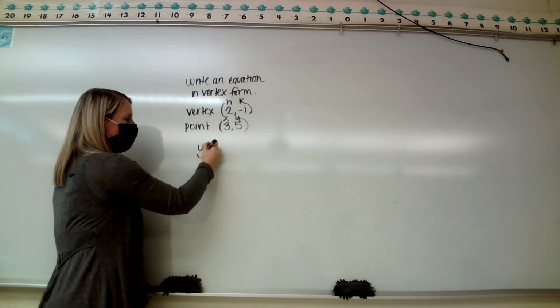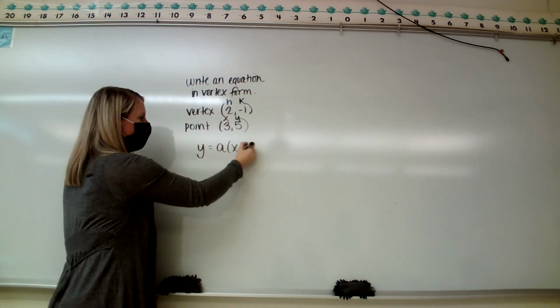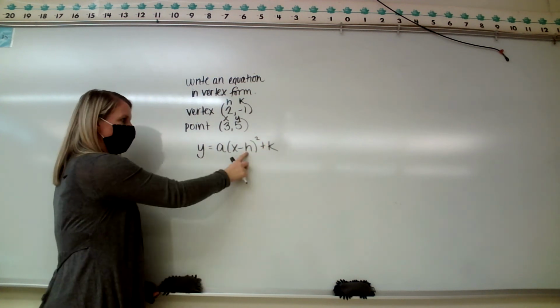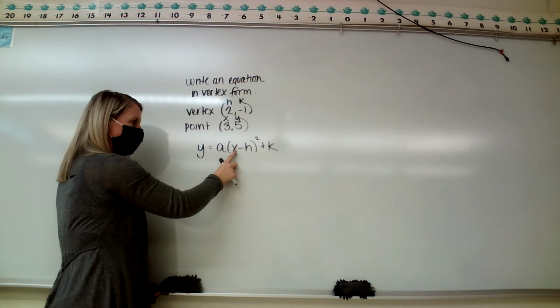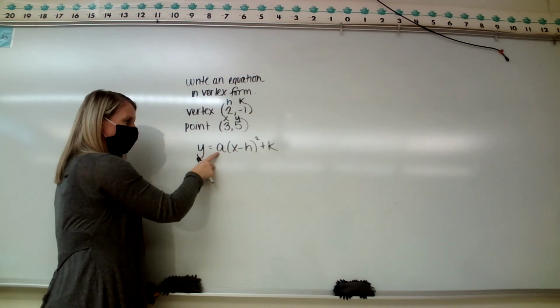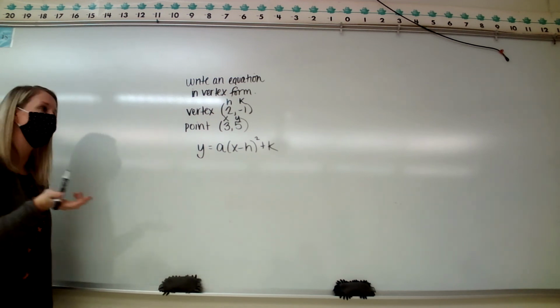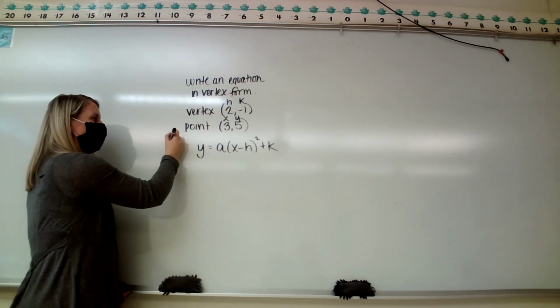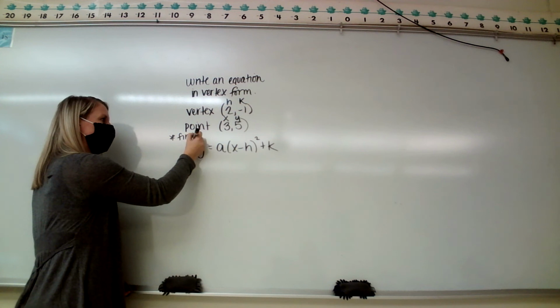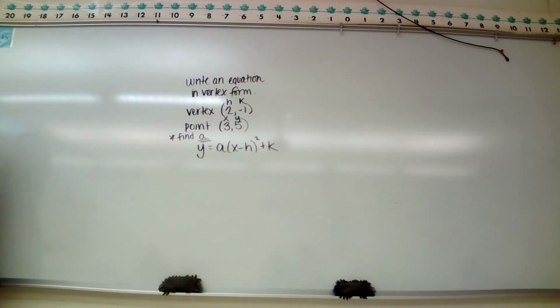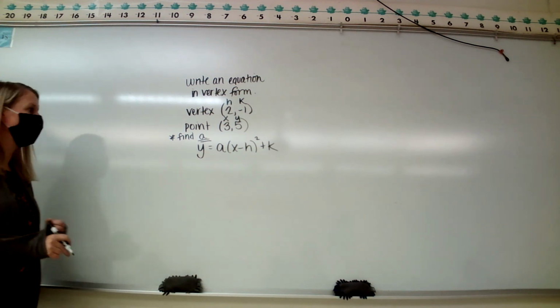So when we think about vertex form, I have H and K. I have X and Y. The only thing I don't know is A. So on these problems, your main goal in the end, when I say write an equation, I really need to find A. That's the main goal. Because once I have A, I can go back and write the equation. So let's plug in what we know.